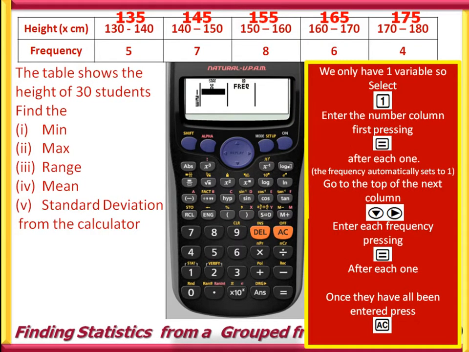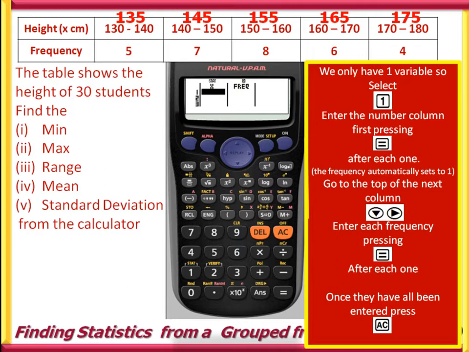Okay, so once you've selected 1, which represents one variable, so 1-VAR, this should show up on your screen. The 1, 2, 3 along the side means the first value, the second value, the third value. The second column will be our x values, so 135, 145, 155, 165, 175. And the third column will be our frequency, so 5, 7, 8, 6, and 4.